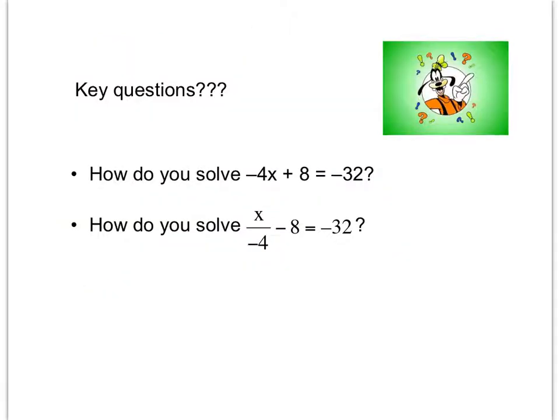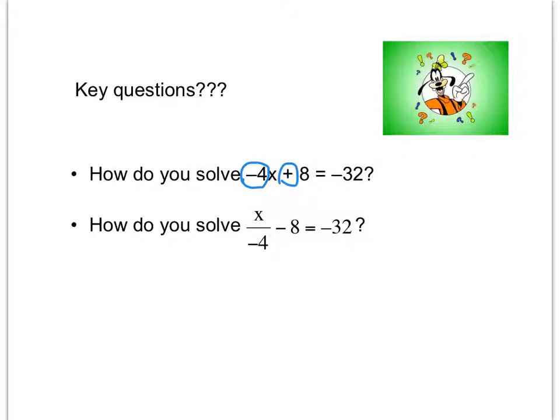So looking back at our key questions, how do you solve negative 4x plus 8 equals negative 32? To get rid of the addition, we'd have to subtract 8 from both sides. To get rid of the multiplication, we'd have to divide both sides by negative 4. Again, addition or subtraction first, then the multiplication or division.